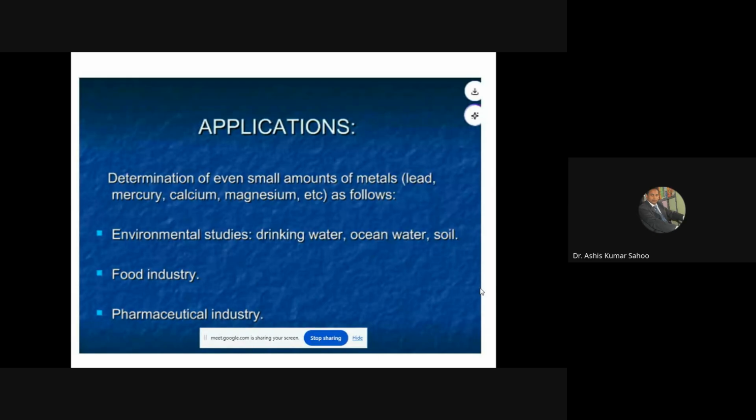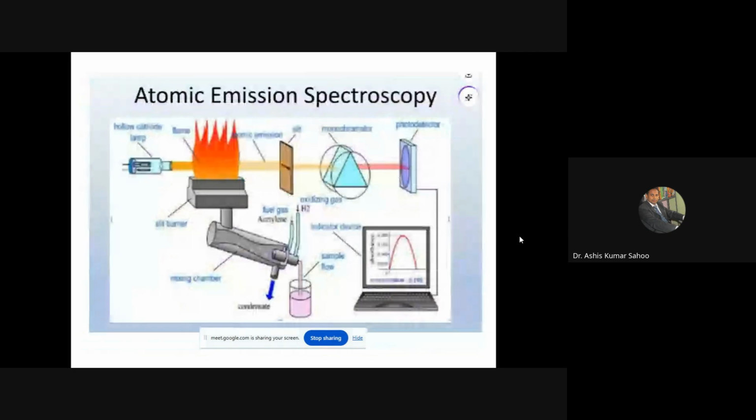So, atomic absorption spectroscopy can be used in environmental study, in the food industry, in pharmaceuticals. What is the percentage of metals present in food products? Suppose in Maggi, what is the percentage of lead we can measure by using atomic absorption spectroscopy? So, listen, another spectroscopic technique is atomic emission.